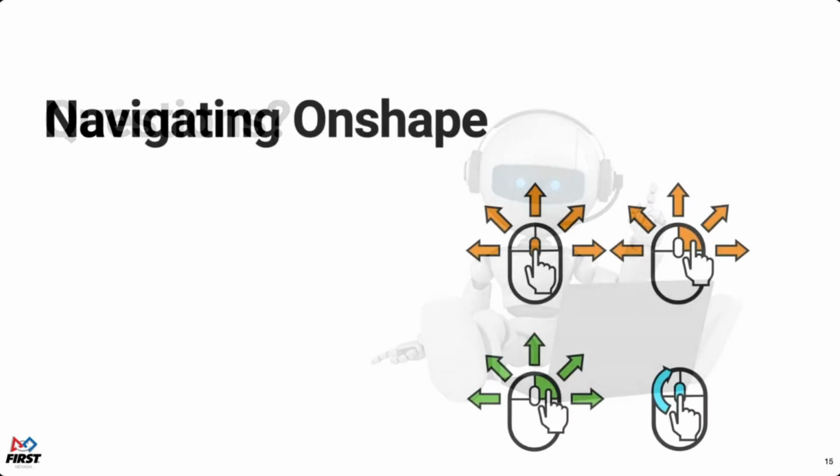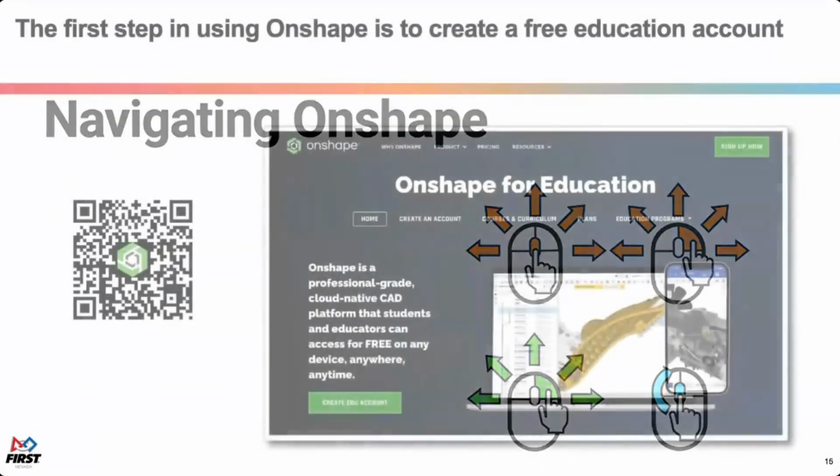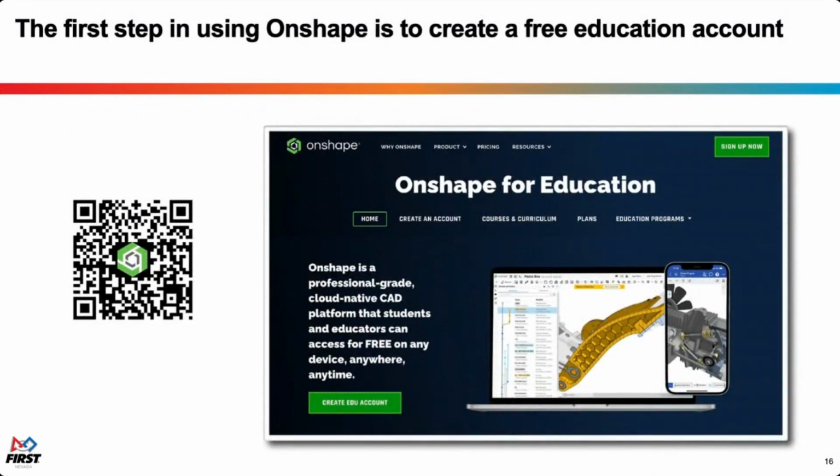So the first thing we need to do is we're going to dive into how we're actually going to navigate around Onshape. And I'm going to assume, like I said, that you have no prior knowledge with Onshape, so we're going to start from scratch. So the first thing I want to make sure is everyone gets an account set up. And so if you haven't yet, what I ask you to do is just scan that QR code. I also put it in the chat there for a moment. Let me just recopy this.